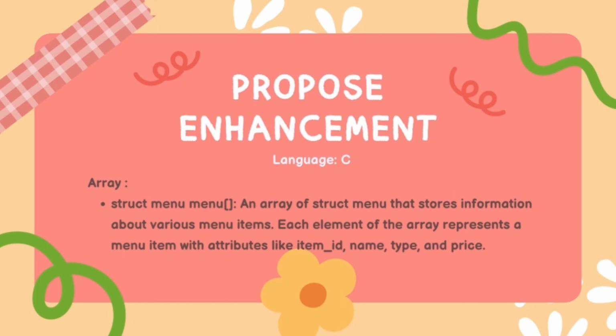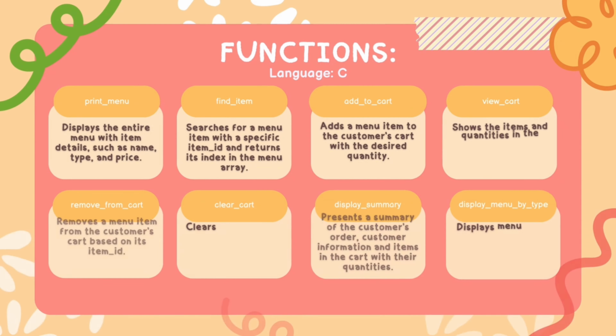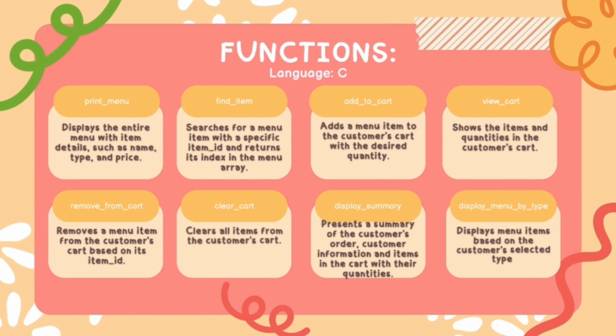For array, we have an array of struct menu that stores information about various menu items. Each element of the array represents a menu item with attributes like item ID, name, type, and price. In language C, we technically have 8 functions.